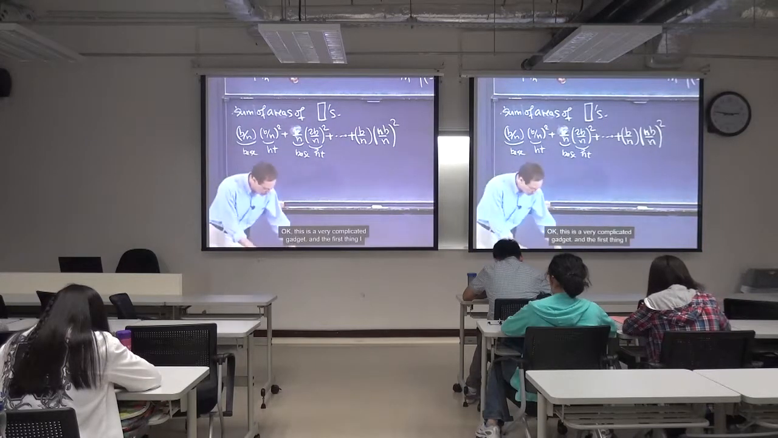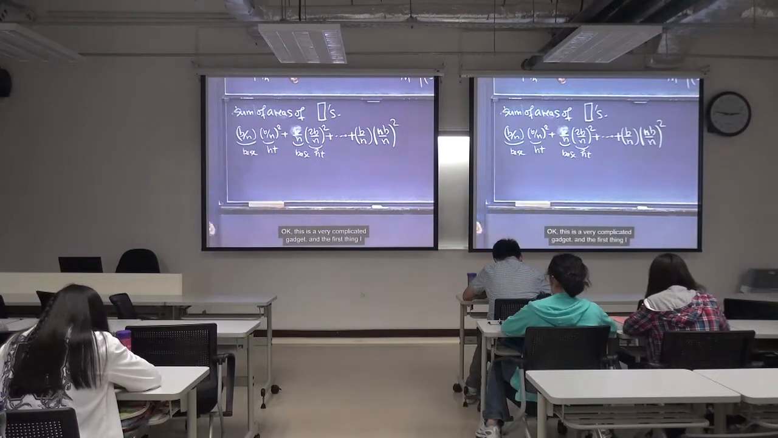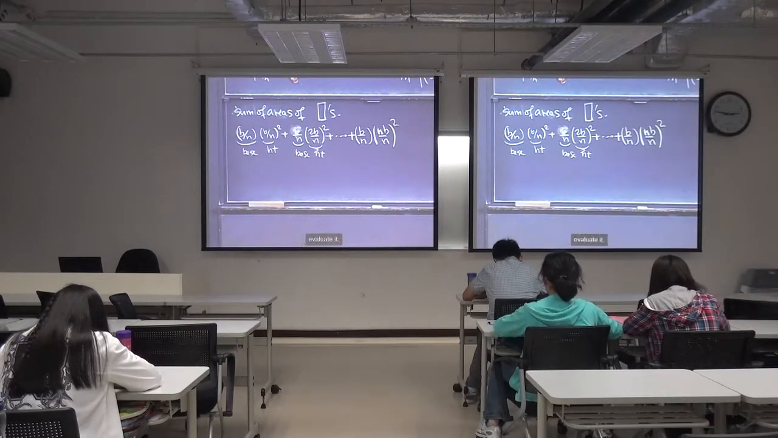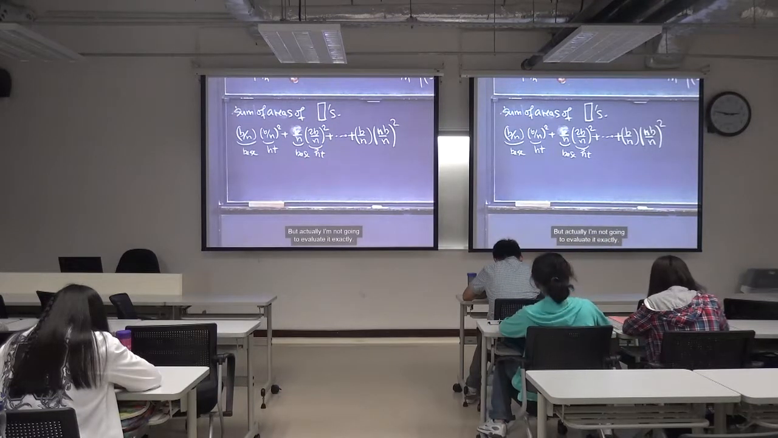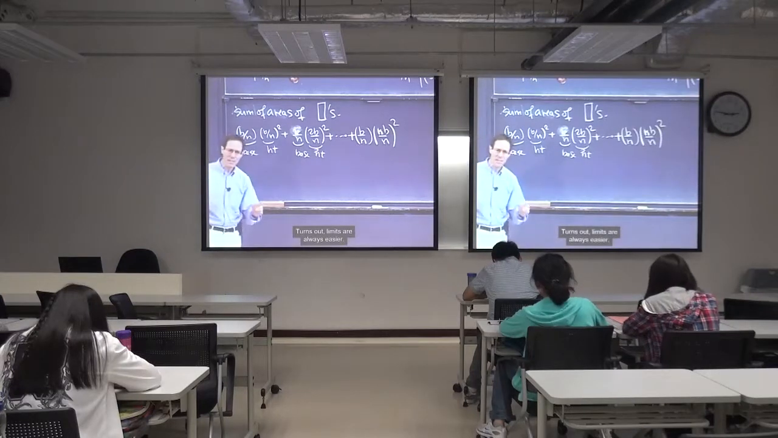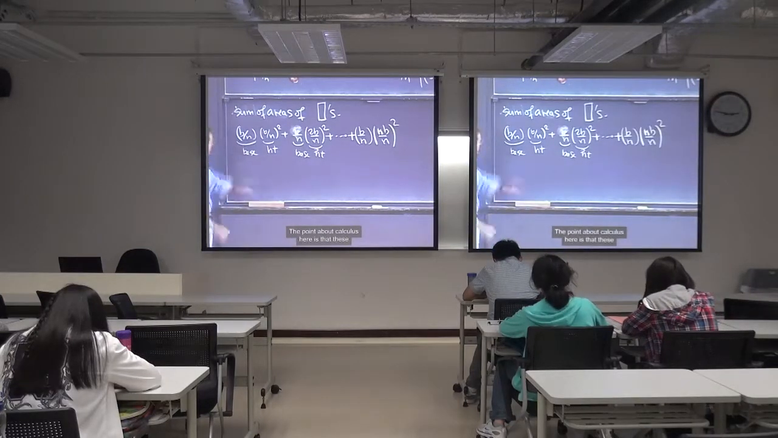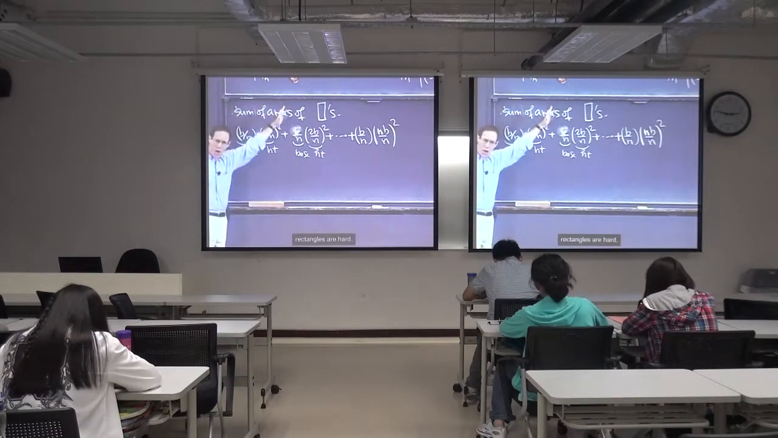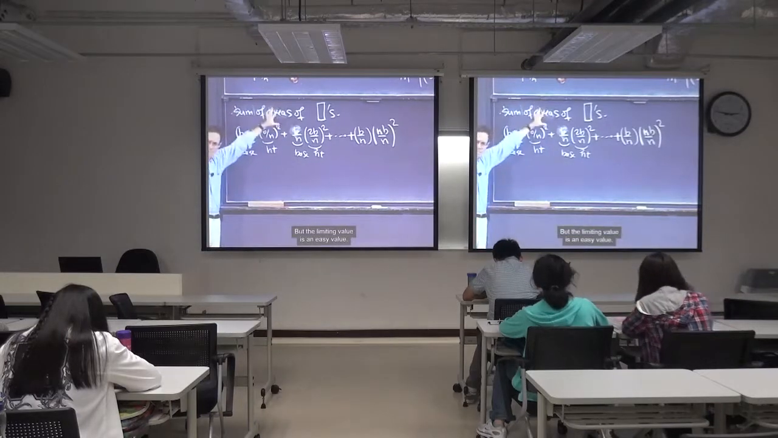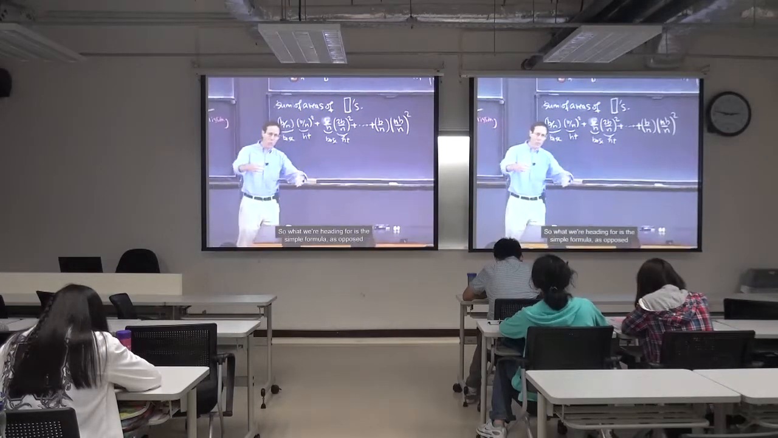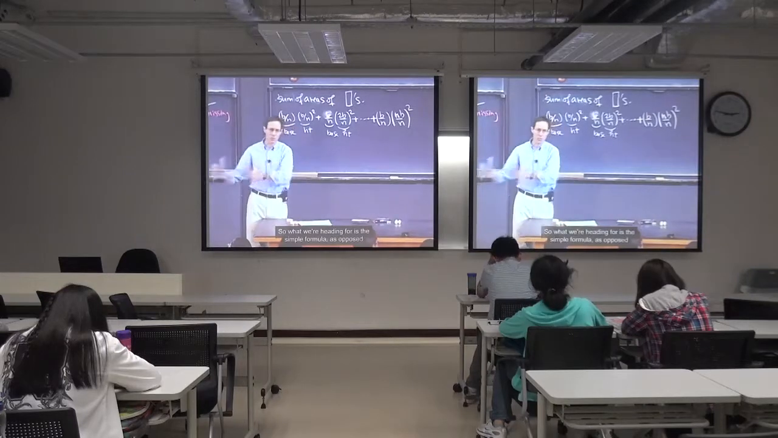Okay, this is a very complicated gadget. And the first thing I want to do is simplify it, and then I'm actually going to evaluate it. But actually, I'm not going to evaluate it exactly. I'm just going to evaluate the limit. It turns out limits are always easier. The point about calculus here is that these rectangles are hard, but the limiting value is an easy value. So what we're heading for is the simple formula as opposed to the complicated one.